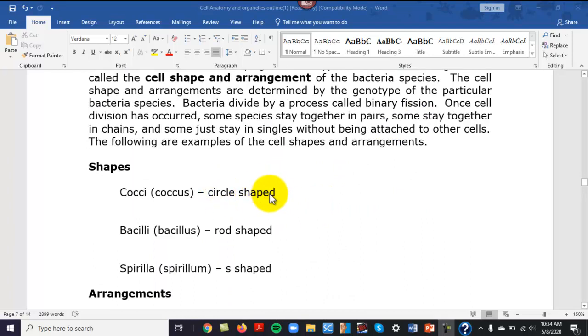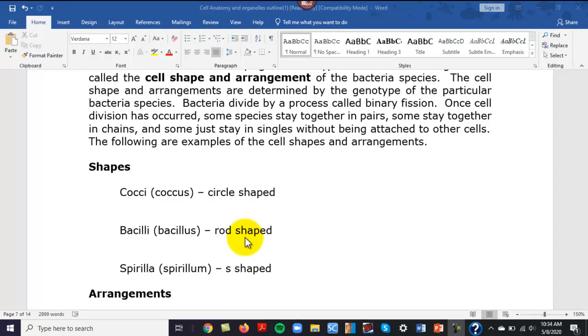You have circle-shaped bacteria, they're referred to as cocci. You have rod-shaped bacteria that are called bacilli. And you have S-shaped bacteria, the cells. All of these are cell shapes. They're called spirilla or spirillum.